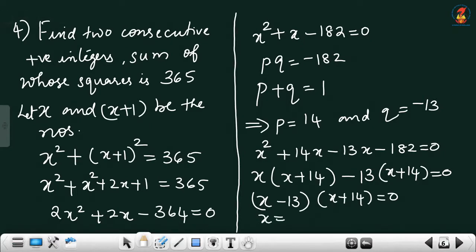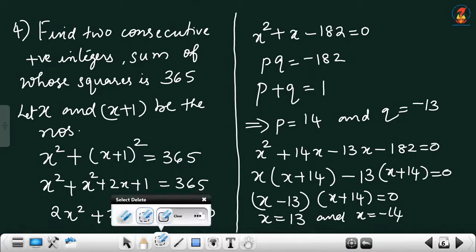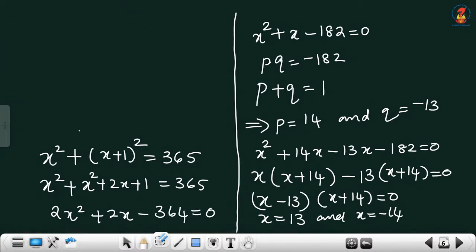So, we can write x is equal to 13 and x is equal to minus 14. Here we got x as 13 and x as minus 14, but the question is find two consecutive positive integers. We need positive integers, so we can take x as 13. So, x is equal to 13 and x plus 1 is equal to 14.